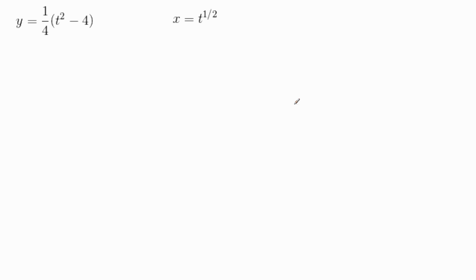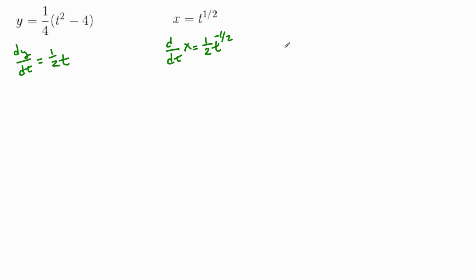Now what do you do when you have a situation like this? And we're going to take a couple of derivatives here. The first thing I'm going to do is find the derivative with respect to t of y. So this is 2 times 1/4 is 1/2 t. And the derivative with respect to t of x is 1/2 t to the minus 1/2.